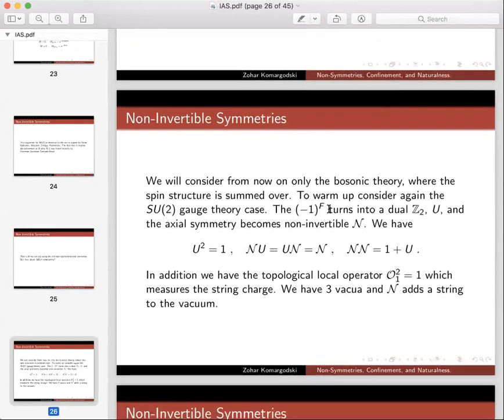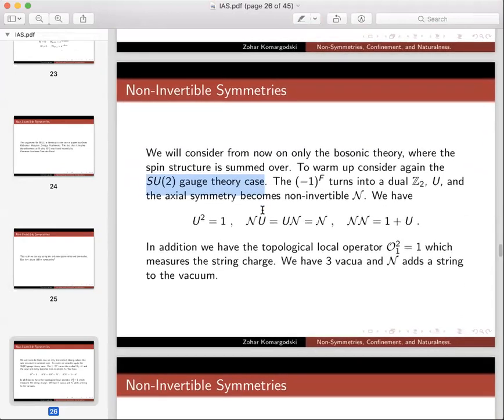So let's just start as a warm-up exercise with SU2. As I said, SU2 is not really interesting. It was already addressed by these papers by Sherman et al. and Gross et al. And the anomaly fixes the answer. But just to warm up, let's discuss the symmetries of SU2 again. When we sum over the spin structures, the fermion number symmetry disappears. There is some dual symmetry that emerges instead. And in addition, the axial symmetry disappears because of some anomaly, and you get something else instead.